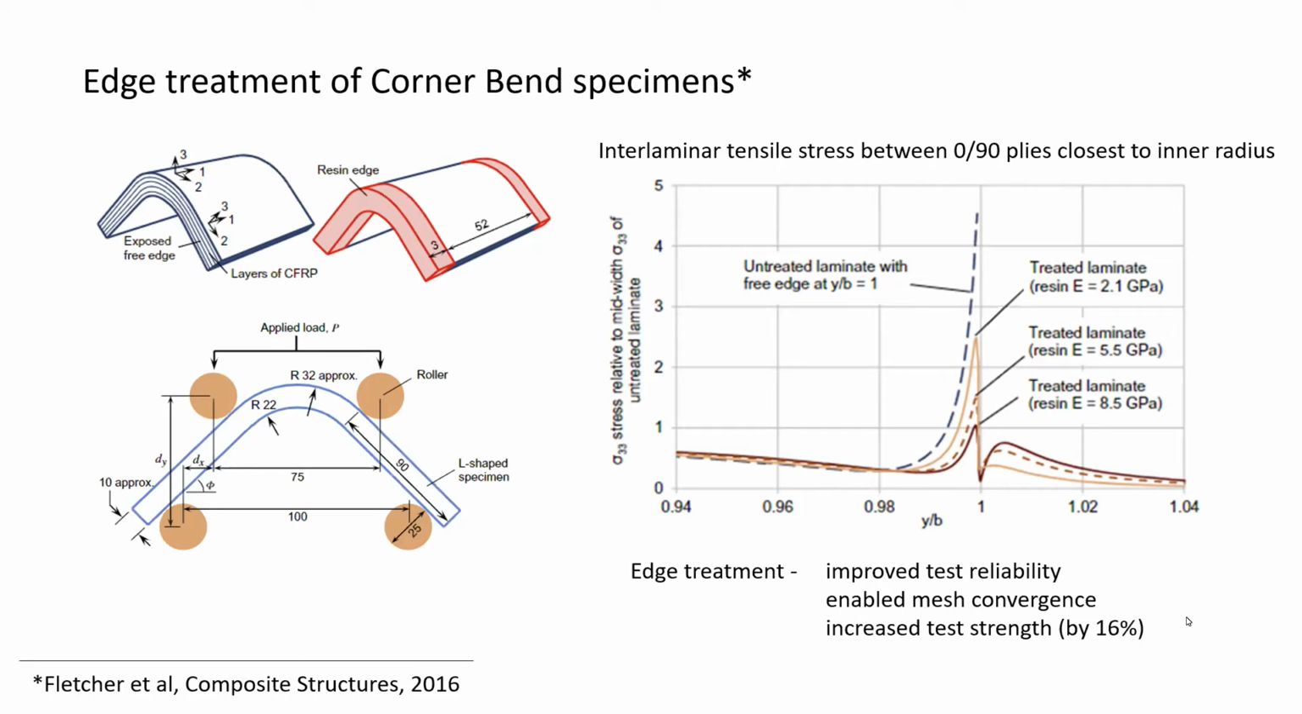If we look at the numerical results, finite element results, we see what's happening. We can reduce a stress concentration at the edge, which occurs due to a bending induced effect. By putting in a resin with a modulus of, for instance, 8.5 gigapascals, we almost eliminate that edge effect. So what I want to do now is just explain how we've applied that to tensile strength with a notch, with an open hole.